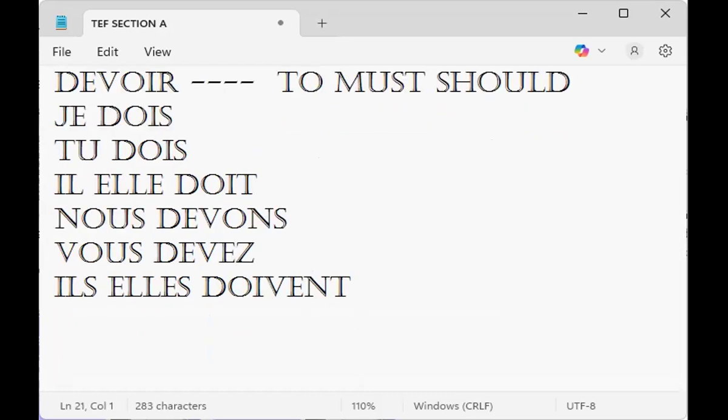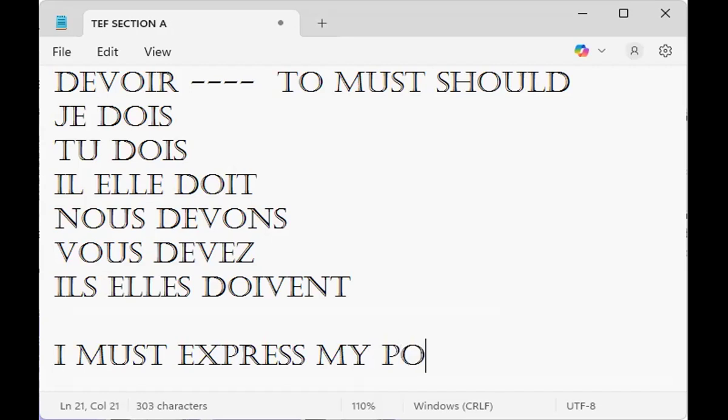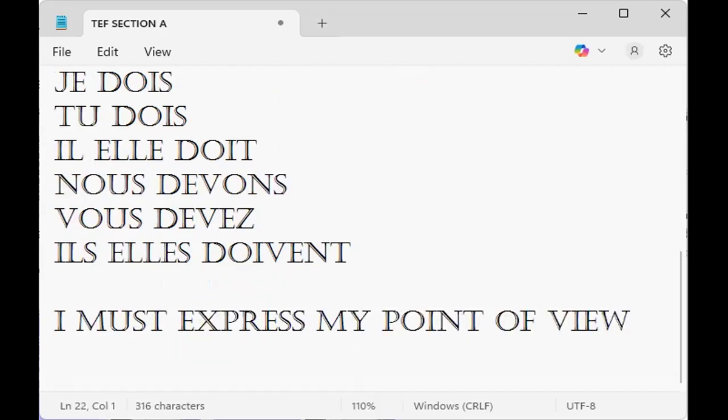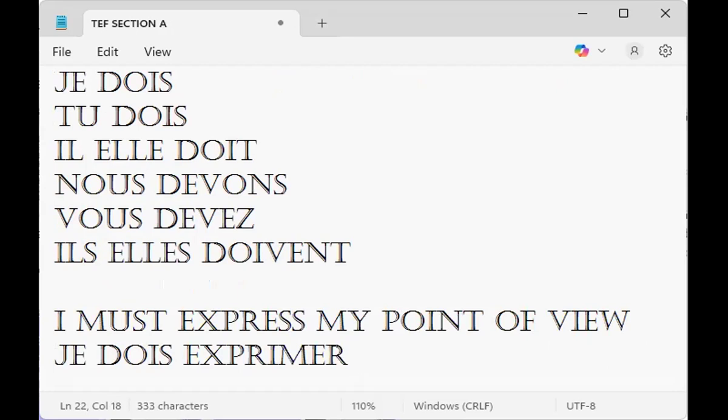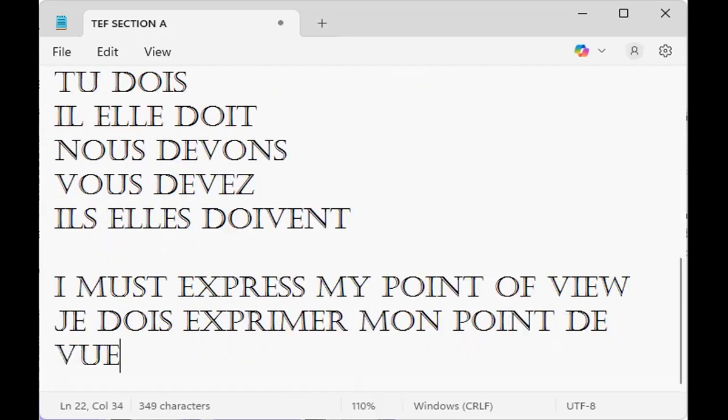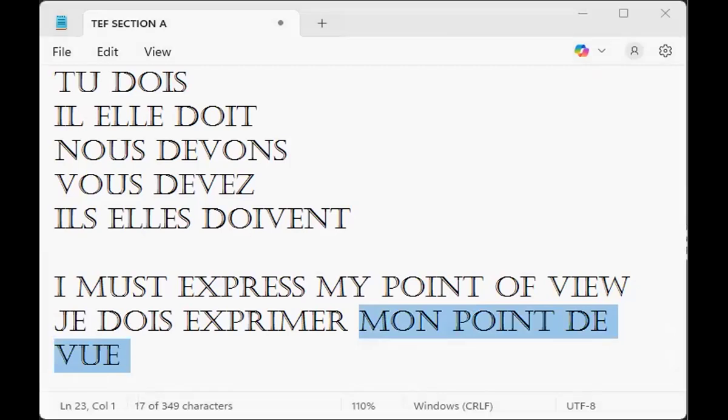Okay. Now, par exemple, if you say, I must express my point of view, make a sentence. Je dois exprimer. What is exprimer? I want to express. Je dois exprimer mon point de vue. My point of view. What is my point of view? Tell me. Mon point. Can you see my notepad?